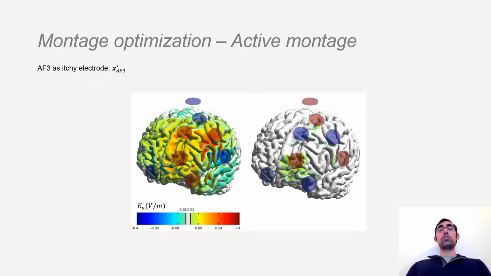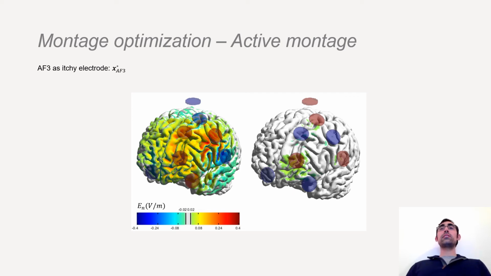So on the left here, you have the active montage, and on the right here, you have the actisham montage. And as you can see, the actisham montage induces a very low electric field on target as compared to the active montage. And in order to do this, the actisham montage employs anodes and cathodes in an alternate pattern. As you can see here, there's this alternate pattern for the position of the anodes and the cathodes.